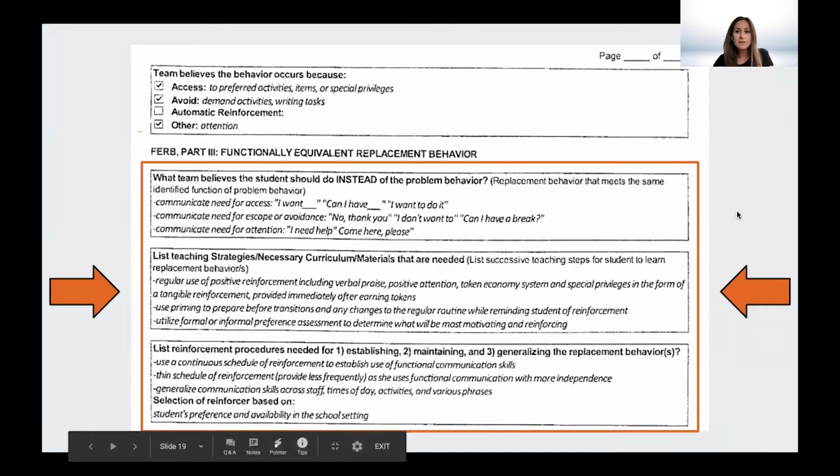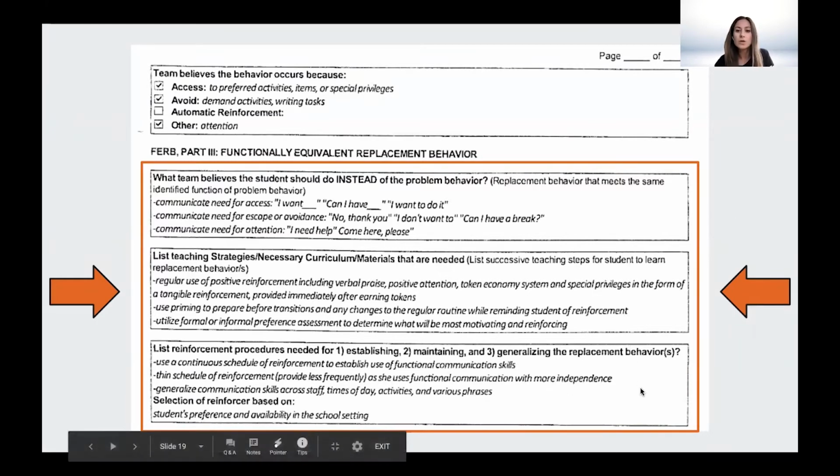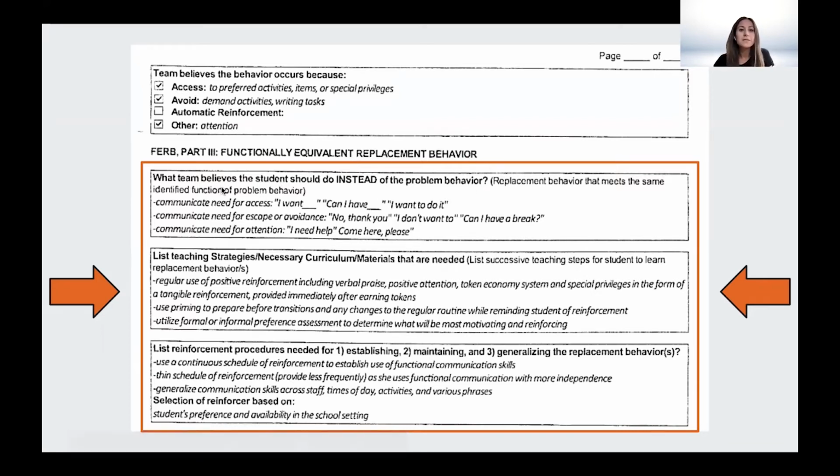And here in an IEP, this is the section that includes all of this, the functionally equivalent replacement behavior. So what the team believes the student should do instead of the problem behavior. For example, communicate the needs for accessing something that he wants with I want X, can I have, I want to do it. Communicate the needs for escape or avoidance: no, thank you, I don't want to, can I have a break? And for the function of attention in this case also is I need help, come here please.